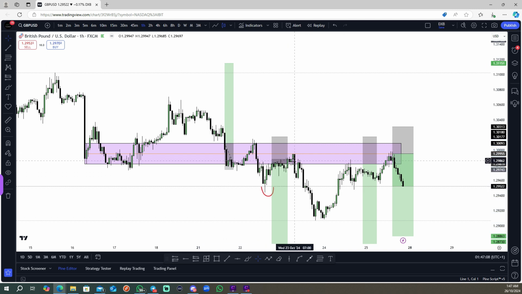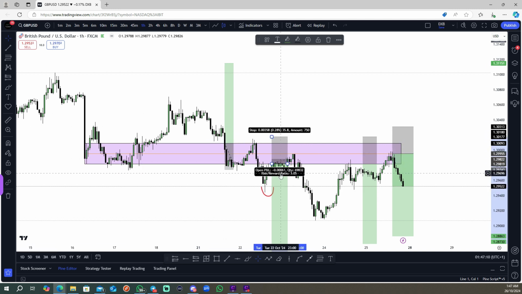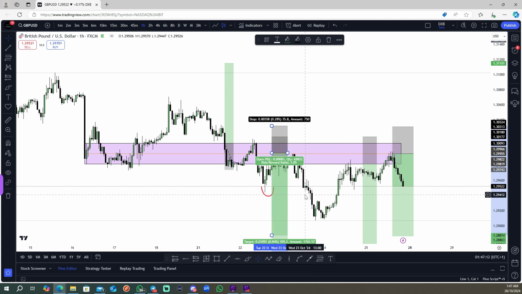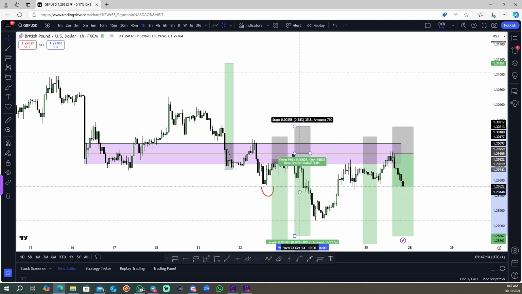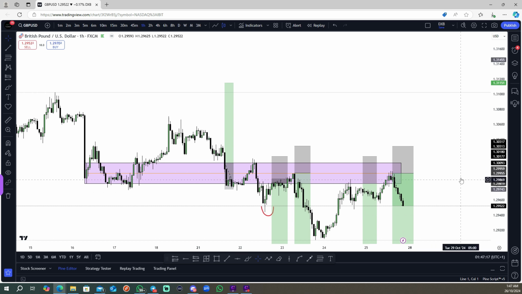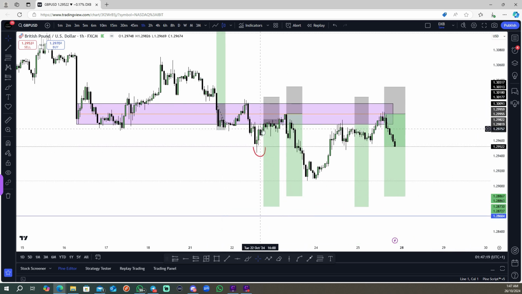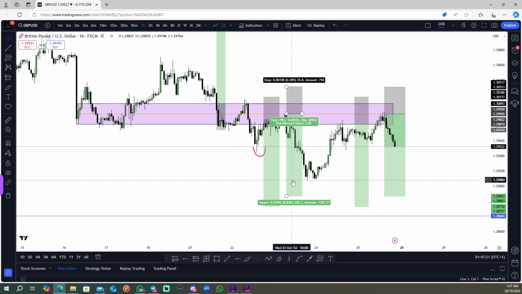And then we can take another one from 50% of the candle. I'm just going to clone this. So we take another one from here, from 50%. Now by doing that, we can see that price comes down.